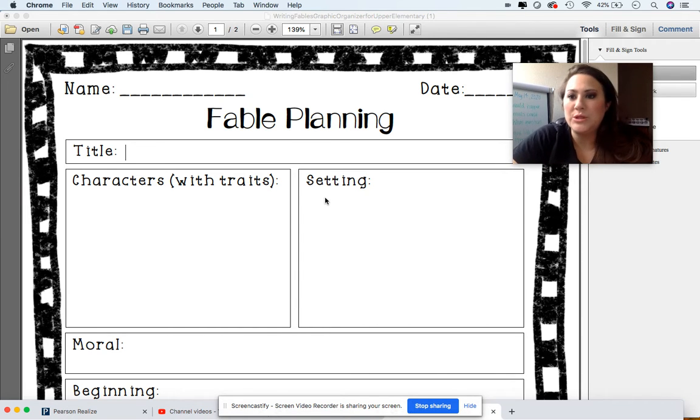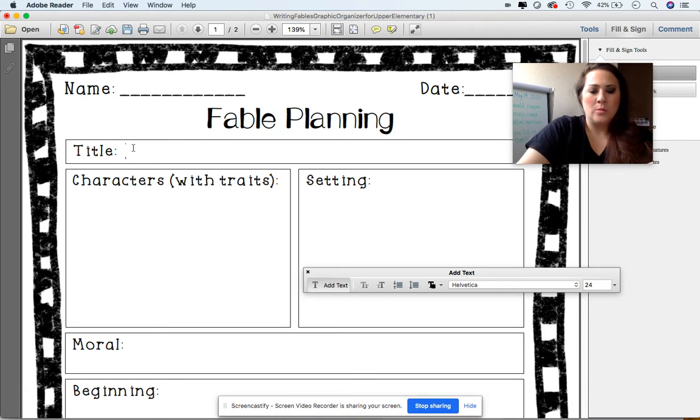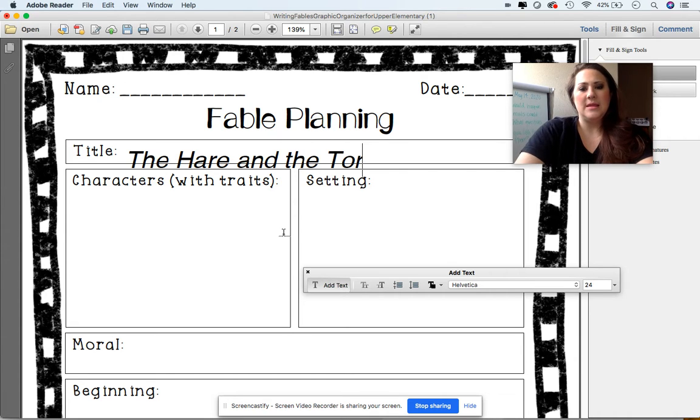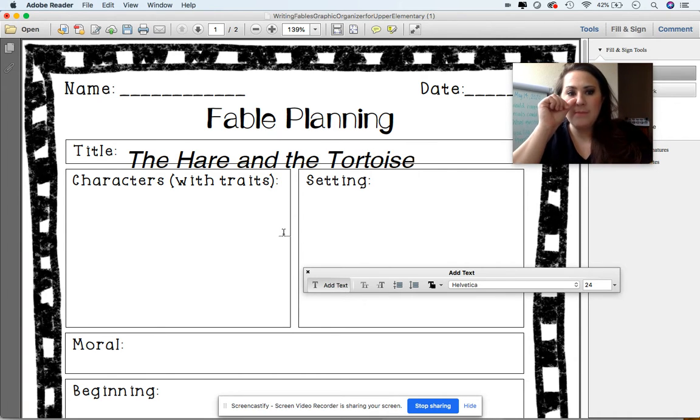If I was going to write a fable, I was filling this out based on if I had written the hare and the tortoise. So I'm going to continue with that so you understand how to fill this out. Let's see if it'll let me. Right, there we go. Okay, it's not going to line up perfectly, but the hare and the tortoise. Come up with your own creative title that kind of gives the reader an idea of what the story might be about.